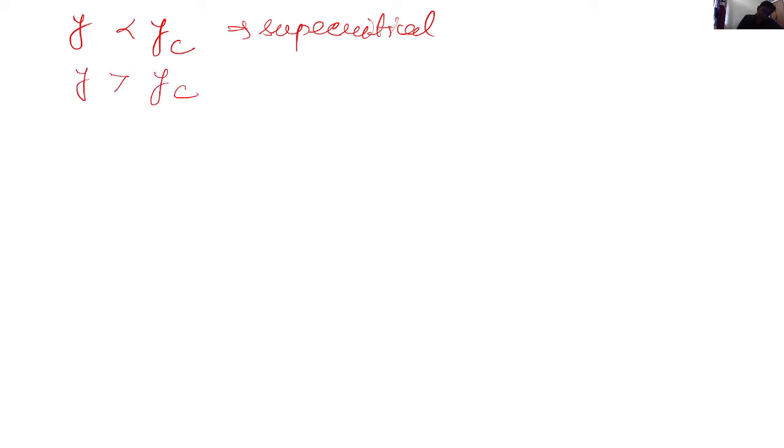When the water depth is less than the critical depth, represented here as Yc, then we will observe supercritical state. That is high energy state. And when the water depth is greater than Yc, that is the critical flow depth, then it is a subcritical state. I will explain why it is so. Subcritical is a lower energy state.